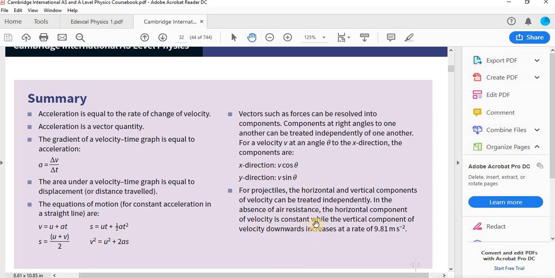So again, keep in mind the horizontal component of velocity is constant because there is no acceleration in the horizontal direction, while the vertical component of velocity downwards increases at a rate of 9.81 meters per second squared because the acceleration is vertically downwards. Okay, any questions? No. Okay.